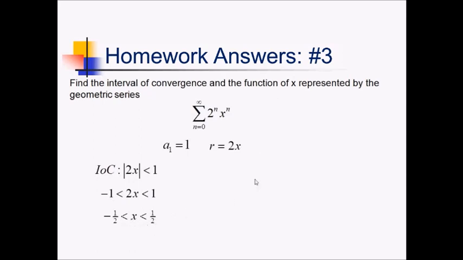For the function of x, we're just going to plug the a1 and the r into our infinite sum formula. That's a1 over 1 minus r. So we're going to write f of x equals 1 over 1 minus 2x, and that's it.